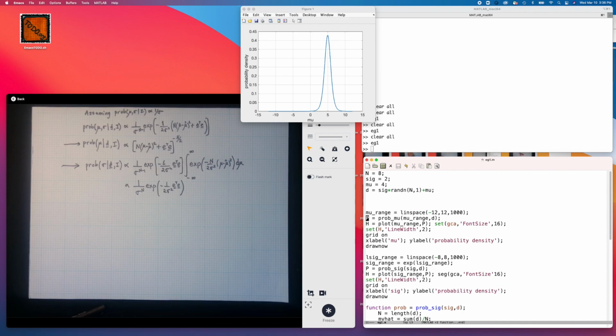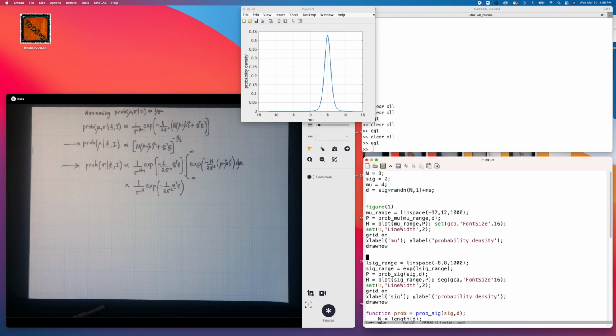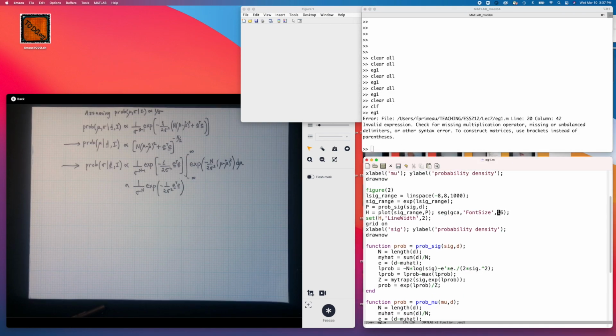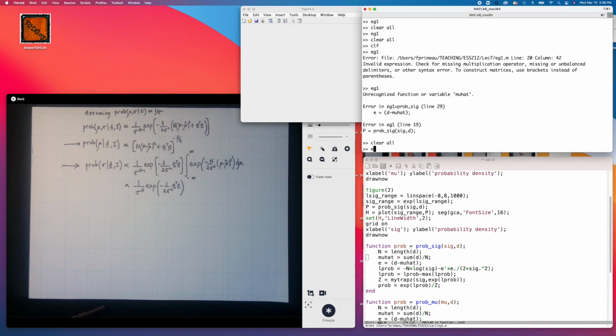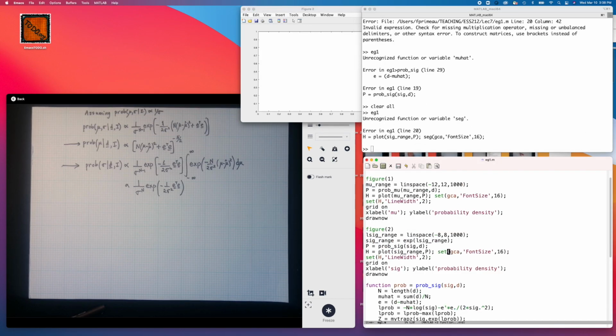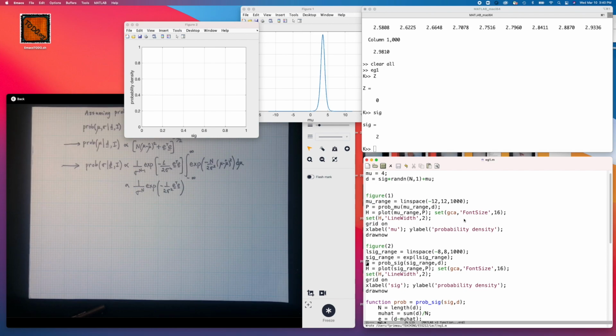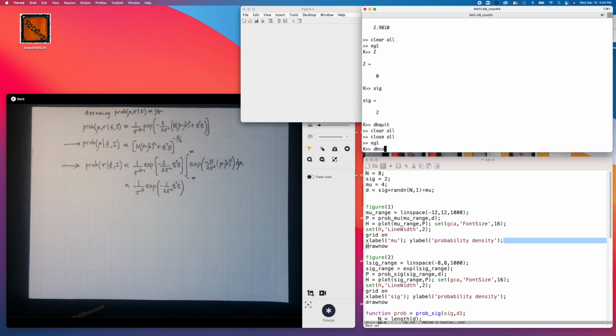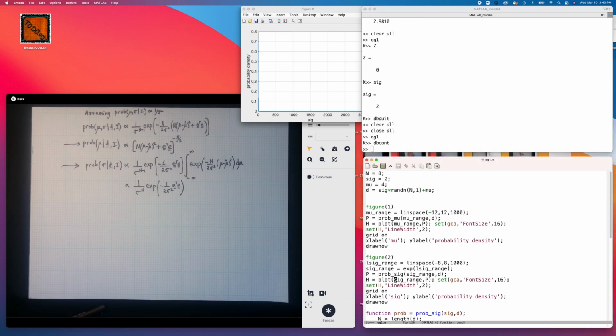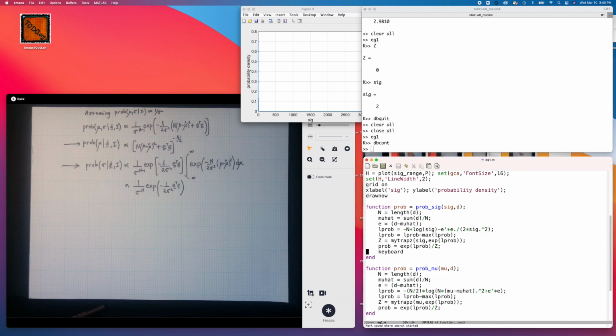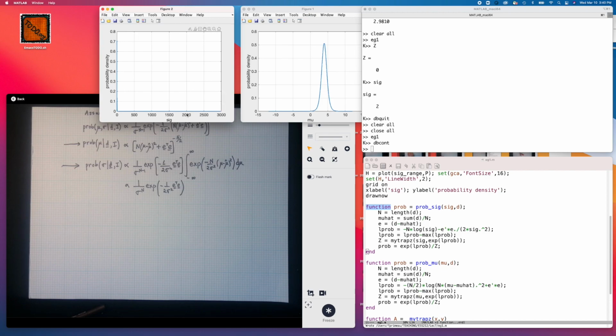All right, so for figure 1, we're going to plot the mu posterior PDF, and for figure 2, we're going to plot the sigma posterior probability PDF. Oh, I forgot a comma. Set, I see here, this would be sig range. Okay, so this is the posterior PDF for sigma, and this is for mu.